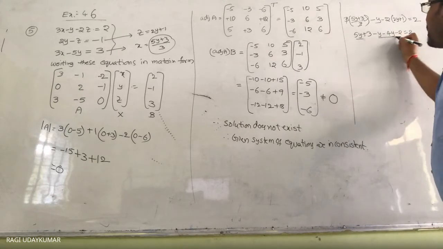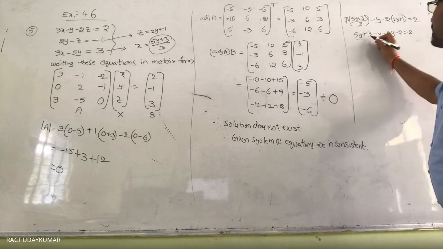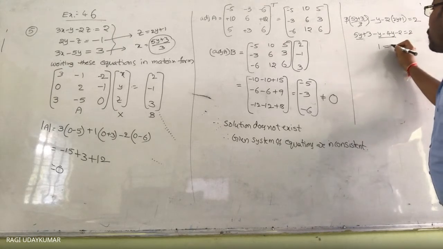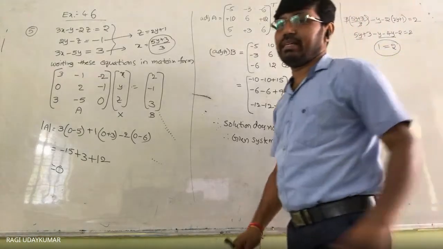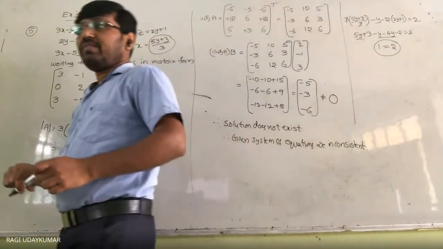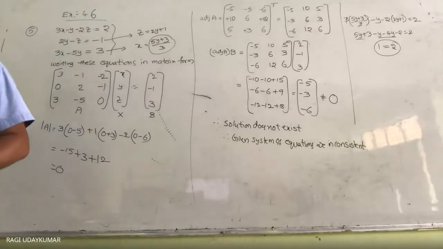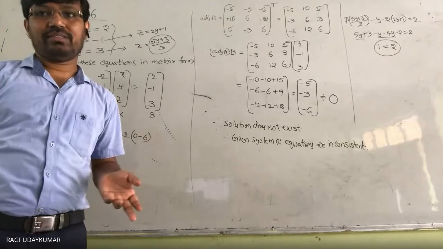Look, here there is 5y and here 5y, so we are getting 0. 3 minus 2 is equal to what? 1 equal to 2, we are getting when you try to solve that equation. 1 equal to 2 is never possible. So not possible, so no solution.